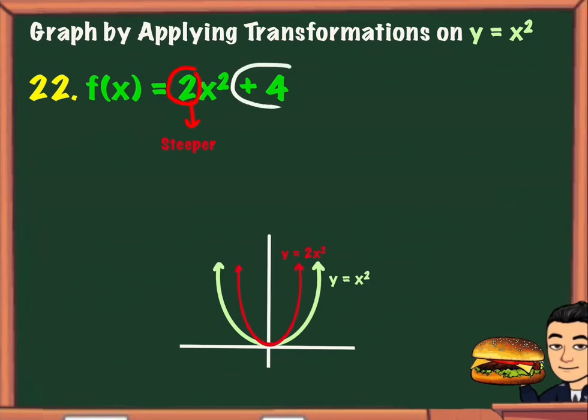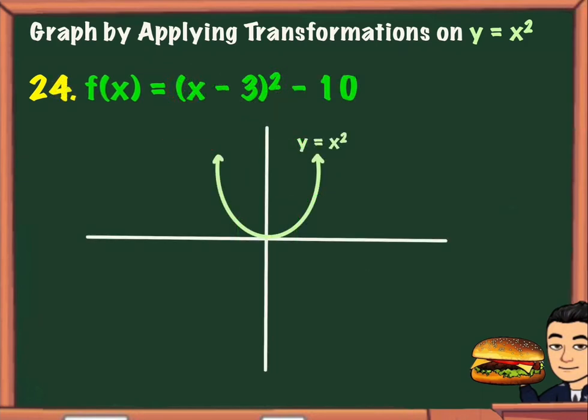Next, we're going to look at the k value, and this is going to move up by 4 units. And this is how it's going to look if you move up by 4 units. So on the homework, I want you guys to show me the parent function and your answer. So two parabolas on the same graph.